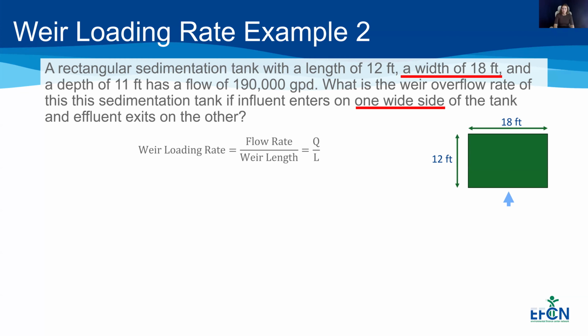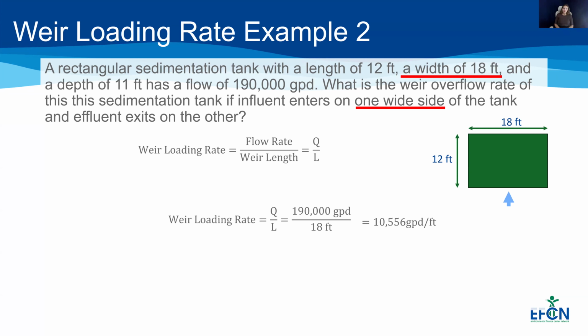Oh, and this is just showing that the flow is going to enter on one 18-foot side and exit on the other. Now, just from the problem, we're able to identify that the 18 feet is going to be our L, and my uppercase Q, or the flow rate, is going to be 190,000 gallons per day. We can just go ahead and plug that into our equation and calculate it out as 10,556 gallons per day per foot.